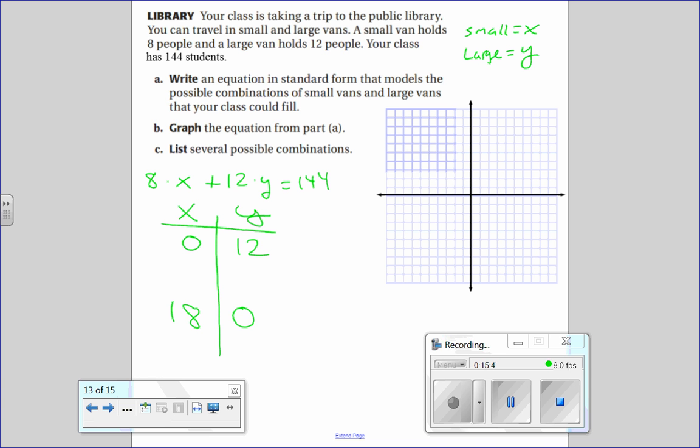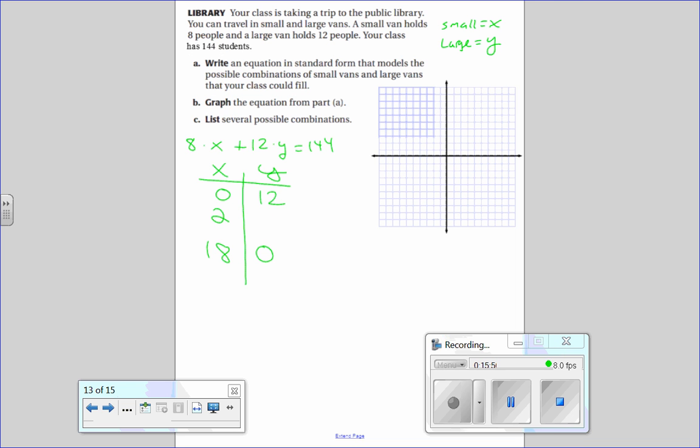And then we probably should find at least 1 or 2 other combinations that work. I would try to stick with maybe even numbers. Like, let's try 2 for x. I don't know if it'll work or not. I'm just trying. This is called trial and error. So I'm going to put a 2 in for x, and I'm going to solve for y, and I'm going to see if I get a nice whole number with no decimals. 8 times 2 is 16. So it'll be 144 subtract over the 16 divided by 12. And it didn't work. I got 10.66. So scratch that idea. Try 6.